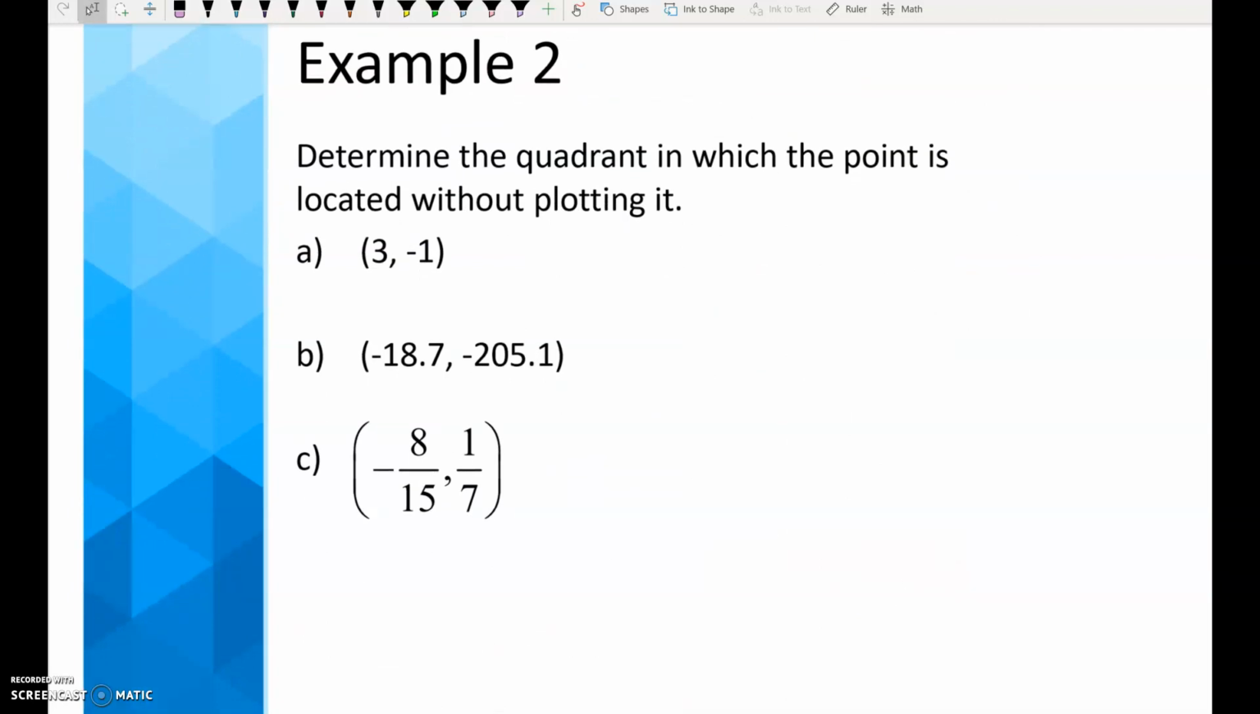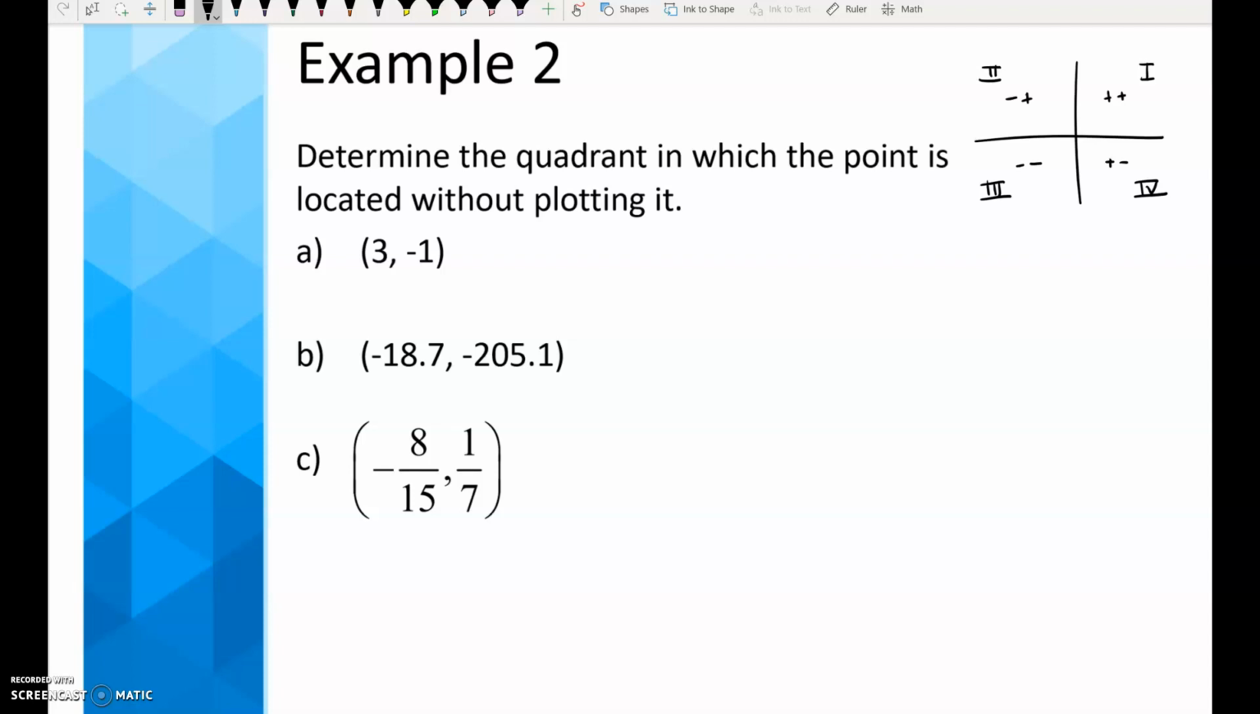Determine the quadrant in which the point is located without plotting it. Now, honestly, I'm really good at math, and I still have to sit and think about these. So usually what I would do is draw out on my paper. I know this is 1, 2, 3, 4. And then just look at this. I know this is going to be positive, positive. This one is negative, positive, negative, negative, positive, negative.